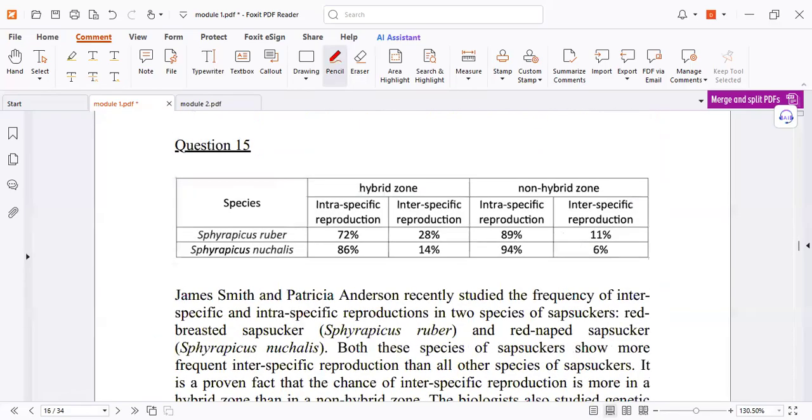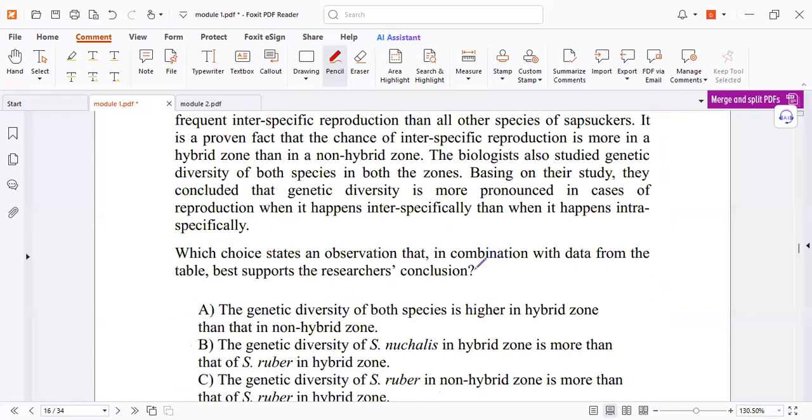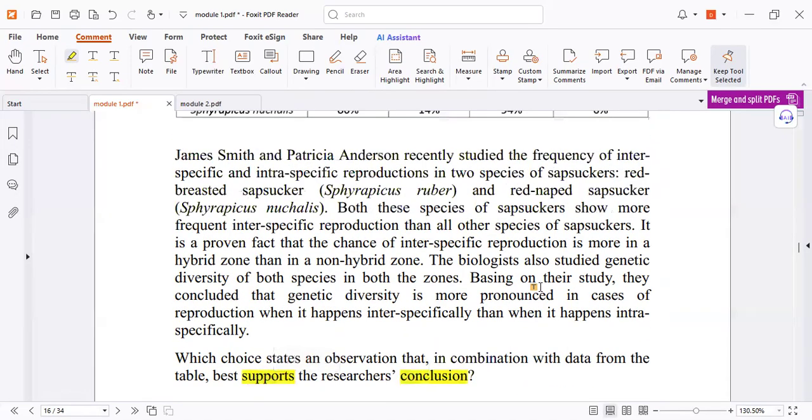Now 15, what is your answer? 15, I chose B. No, we need to read again. Okay. I suspected that it's not correct. No, support the conclusion. Find it.